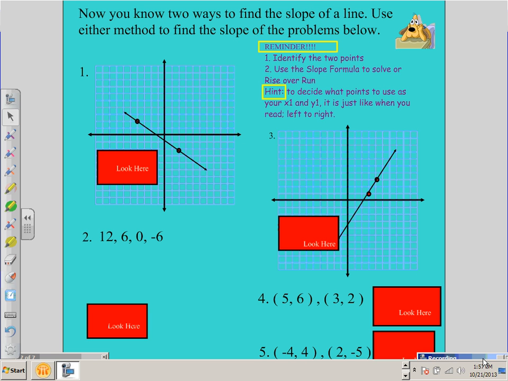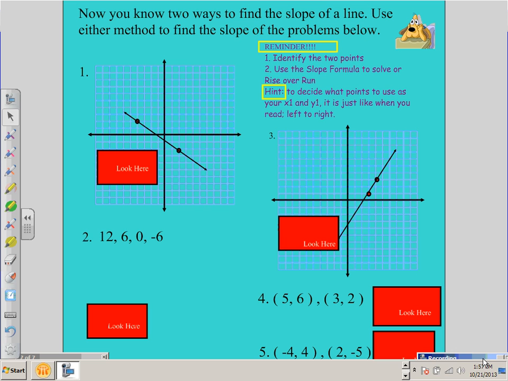As far as the first example, it says, now you know 2 ways to find the slope of a line. Use either method to find the slope of the problems below. If you're given a graph, then I could just take these 2 points, the 4, 2, and the -2, -2. I could use the slope formula, or I could just count it. So when I'm given a graph, I choose to count.